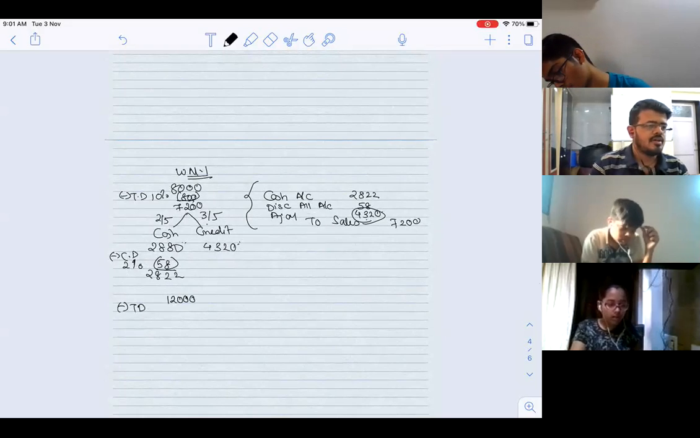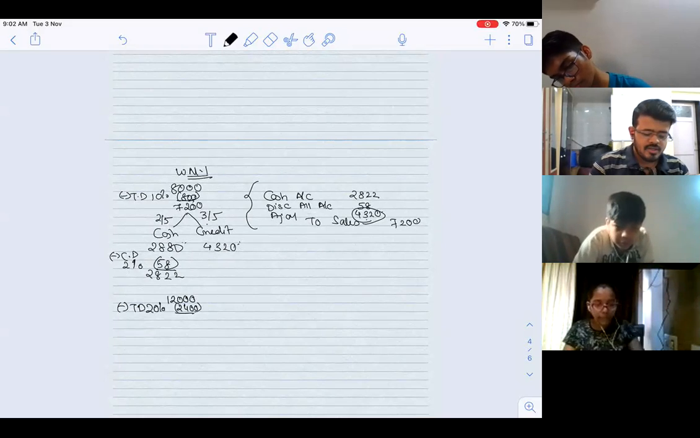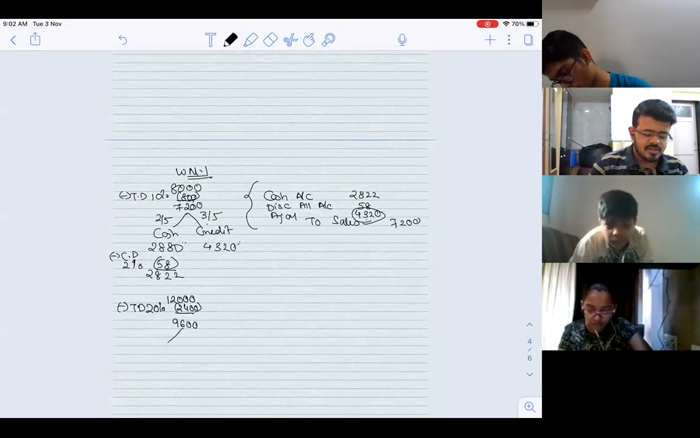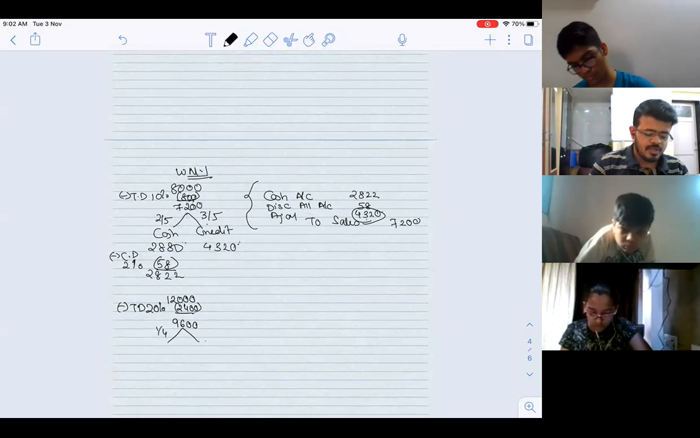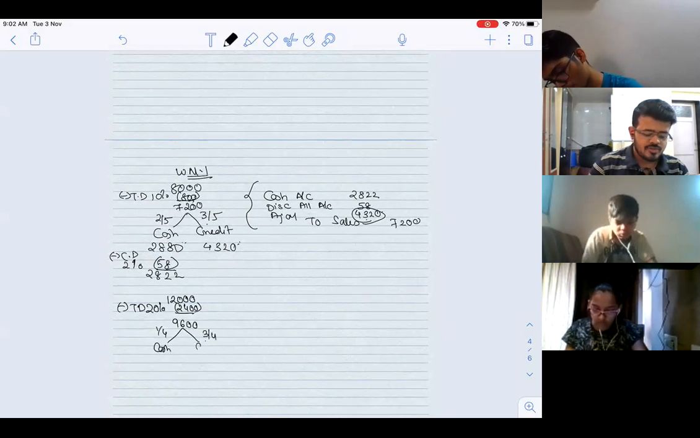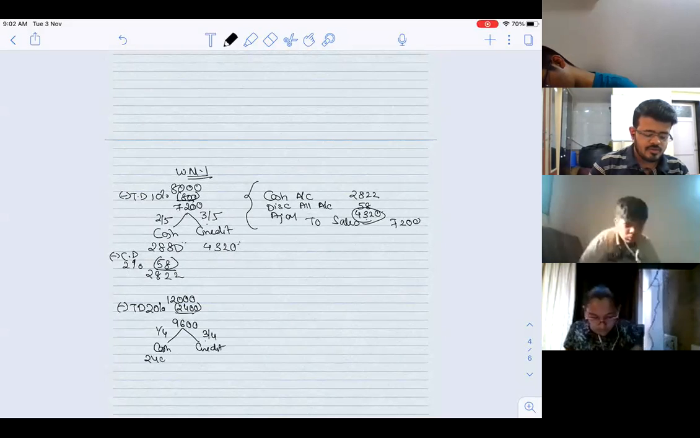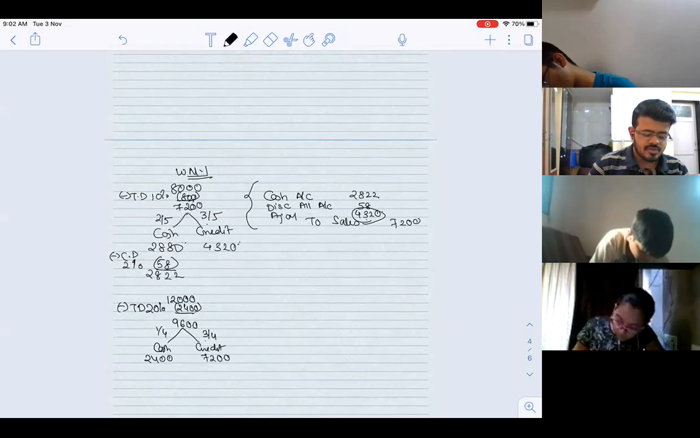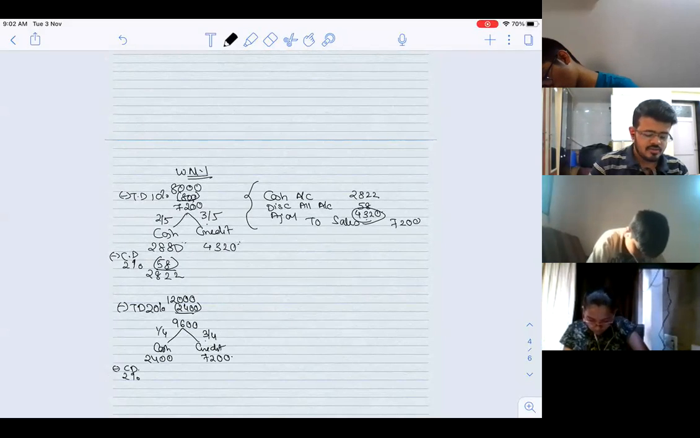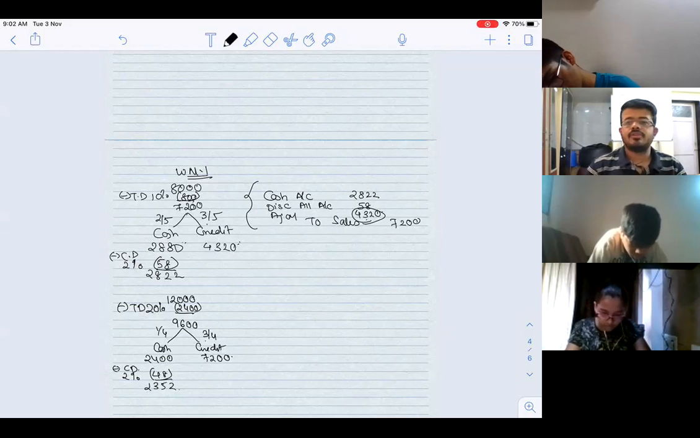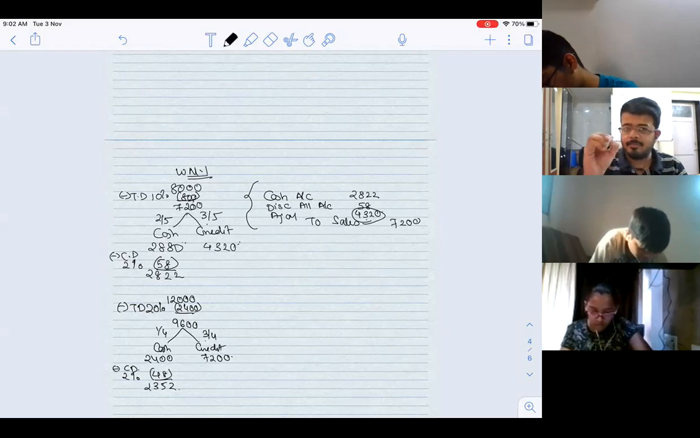So same process. 12,000 पे पहले TD subtract करो 20%, that is 2,400. Net amount is 9,600. Divide that 9,600 into 2 parts. 1/4 is cash, so 3/4 is credit. So this is 2,400. This is 7,200. And then less CD on the cash part, that is 2%, 48. Net amount 2352.